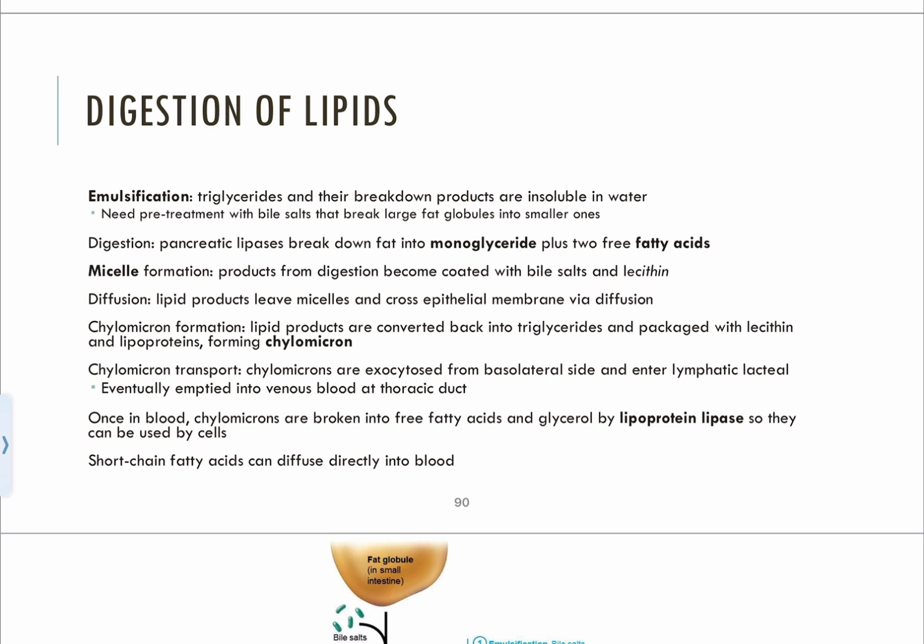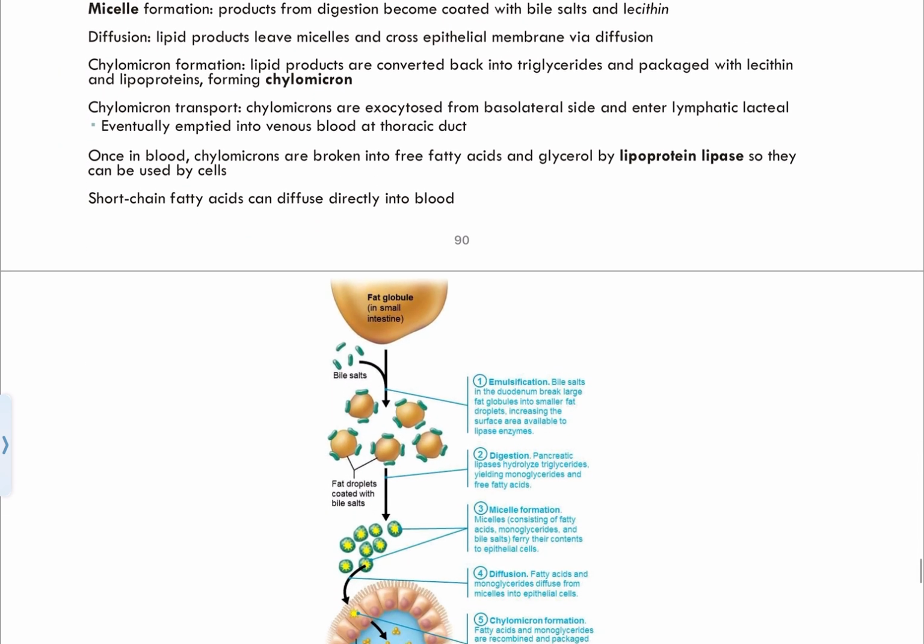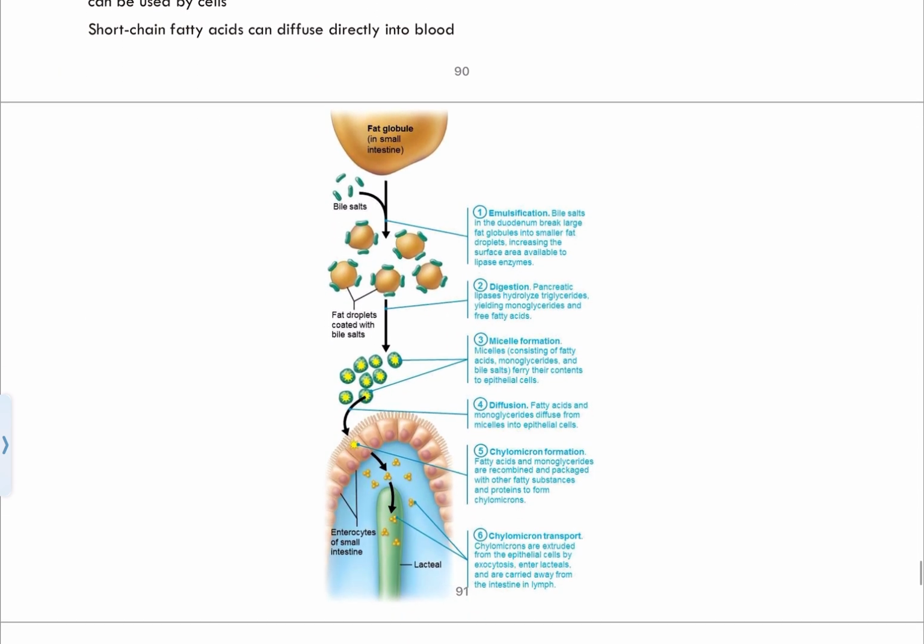Once they're in the blood, those chylomicrons are broken into free fatty acids and glycerol by an enzyme called lipoprotein lipase, so they can actually be utilized by cells. If we have just short chain fatty acids, those can just diffuse directly into the blood. So these are the steps.